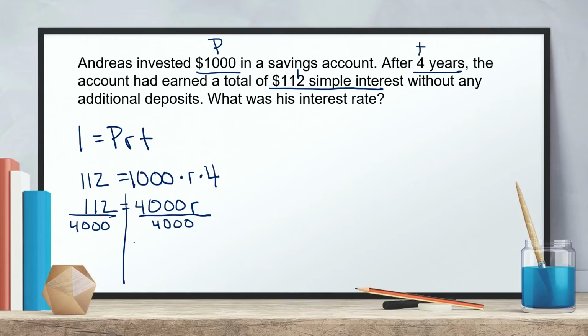Go ahead and get a calculator. 112 divided by 4,000. You should have come up with 0.028, and that equals the rate. Now, the rate's always given in percents. So if the rate equals 0.028, we move the decimal 2 places to make percents, which is 2.8%. And we just solved that.